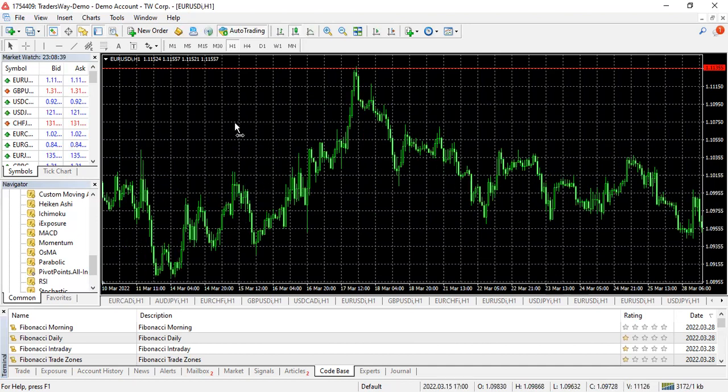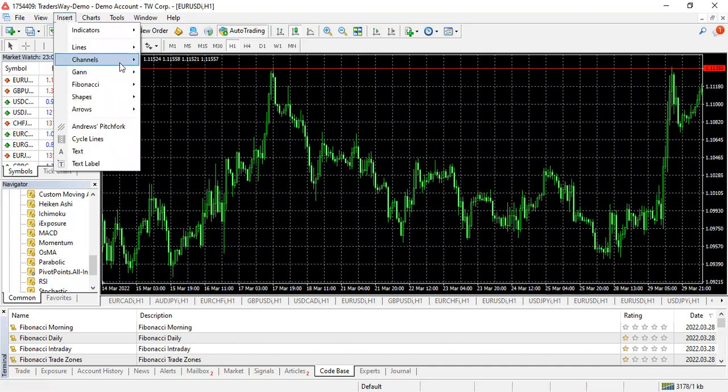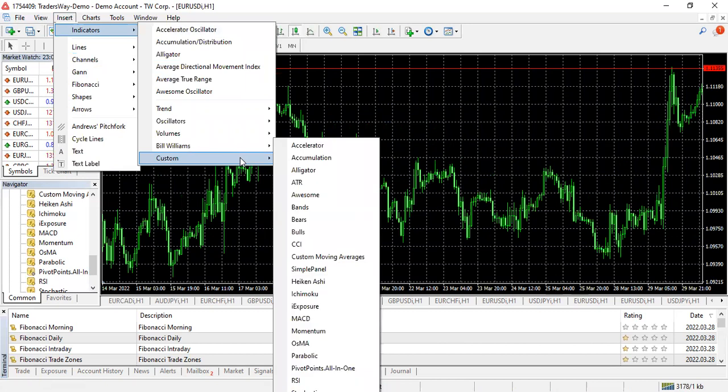So let's take a look at how we can plot this on our MT4. We come to inserts, then indicators, then custom. Then we locate it. It will be under custom, because it is not an MT4 indicator. It is a custom indicator designed for MT4, so we have to download it before we add it into our MT4. It is here already.